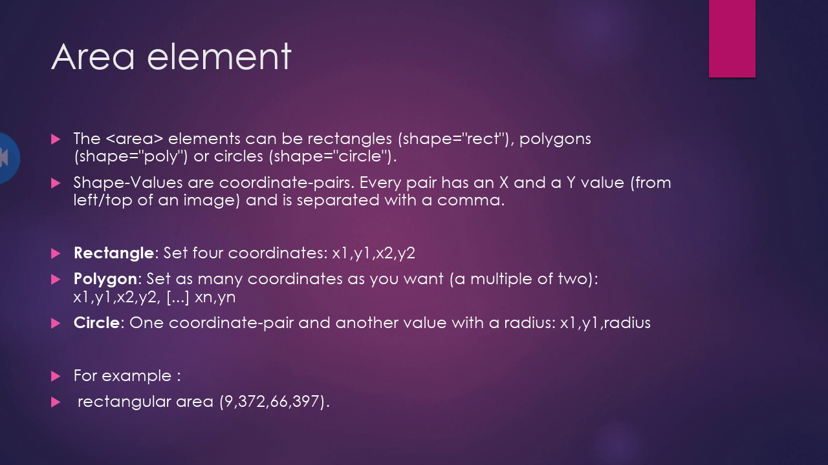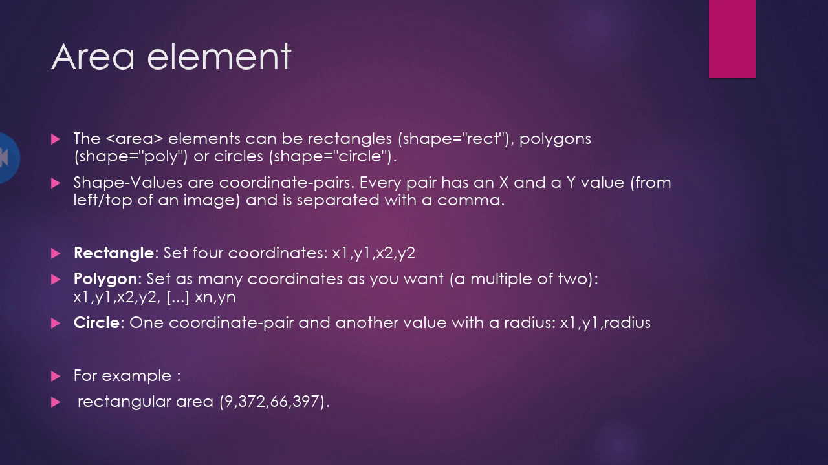Now if you want to choose the rectangle shape, everyone must know about the shape of a rectangle. A rectangle has four coordinates: x1, y1, x2, y2. x1 is the start of the x-axis, whereas x2 is the ending point of the x-axis. y1 is the start of the y-axis and y2 is the end of the y-axis. So if you use a rectangle, you have to use four coordinates.